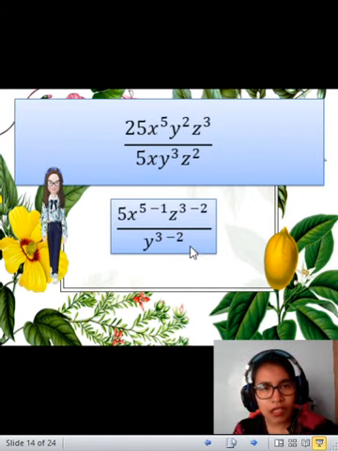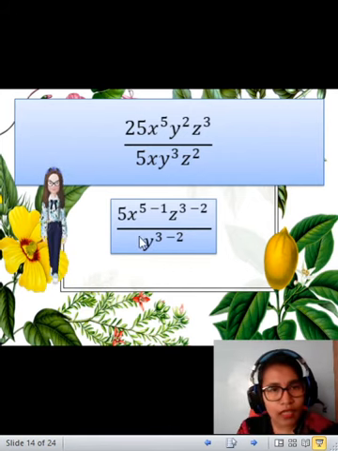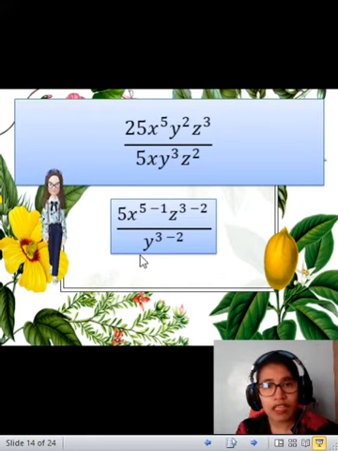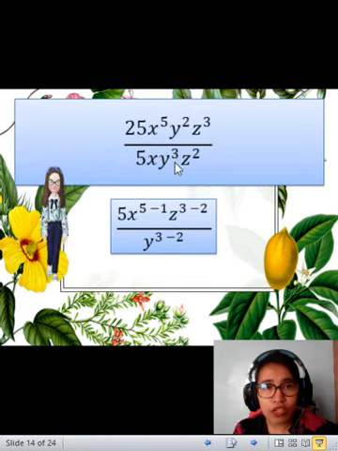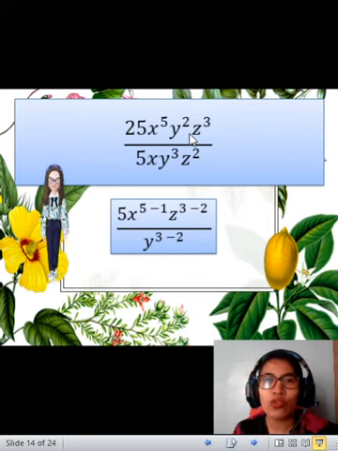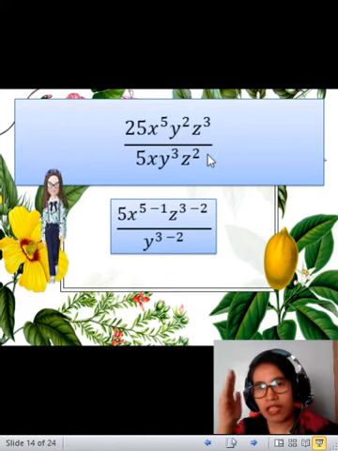You might be asking, Ma'am, why is y left in the denominator? Because as you can see on our given, y cubed is greater than y squared, which is in the numerator. So you need to put your y in the denominator, then the z can be in the numerator.